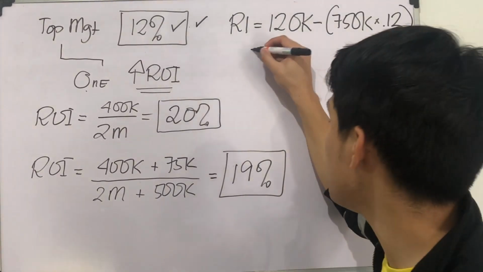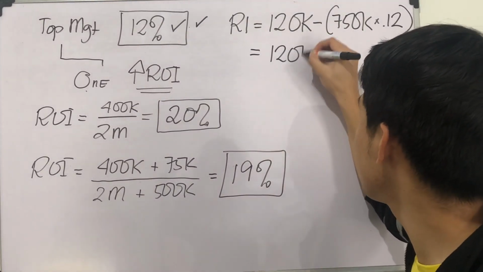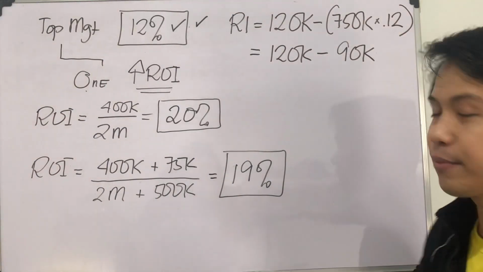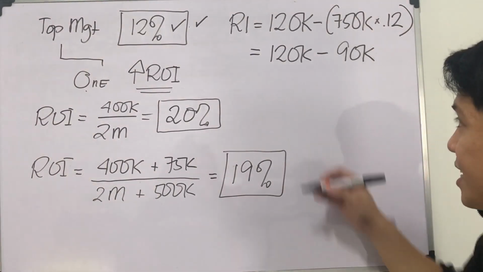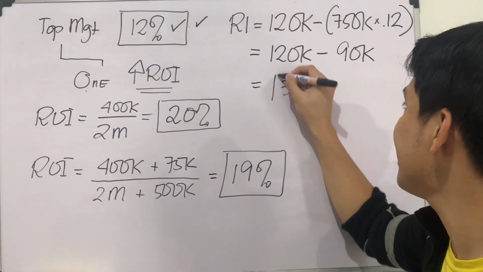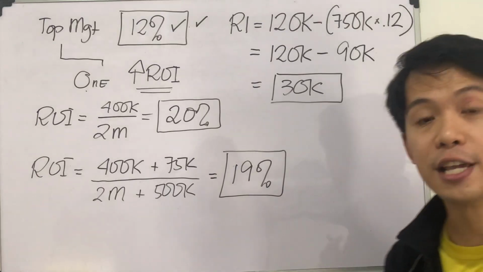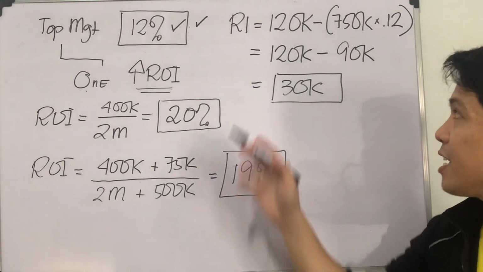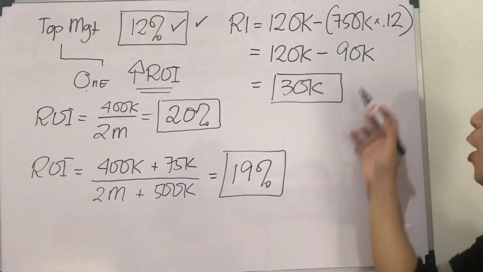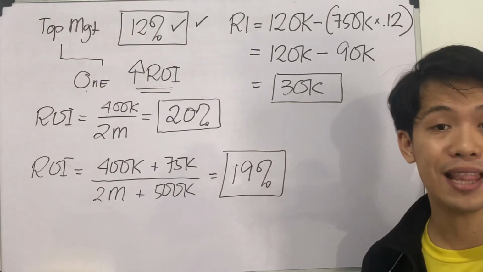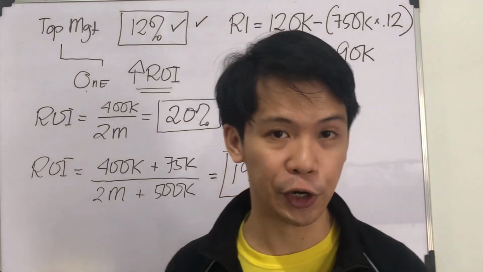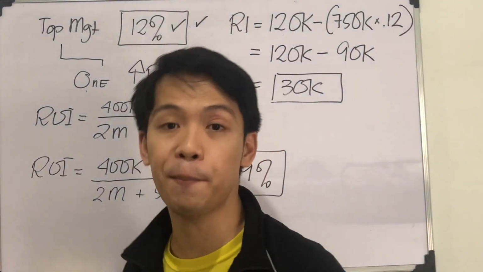So you would have here 120K minus 90,000. 120K minus 90K will give you 30,000. This is your residual income. Notice that the income generated of 120K is higher than the minimum of 90K. And thus, we can say this is a good investment center. The investment center is operating well.